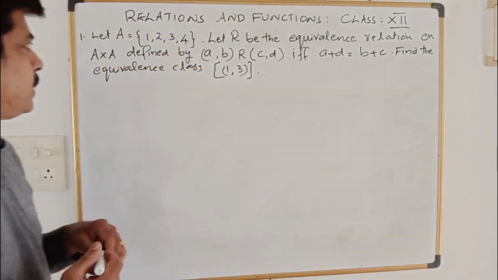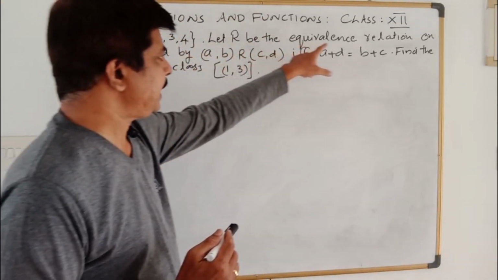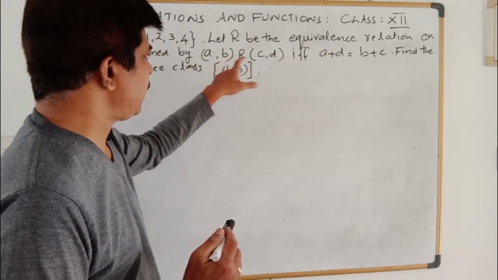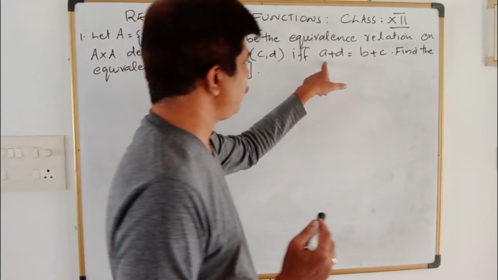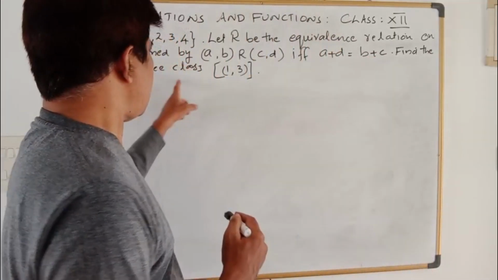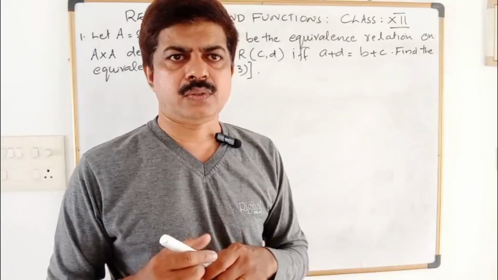Here is the first question. Let A be the set {1, 2, 3, 4}. Let R be the equivalence relation on A cross A defined by (a, b) related to (c, d) if and only if a plus d equal to b plus c. Find the equivalence class containing the ordered pair (1, 3). This is a very important question.